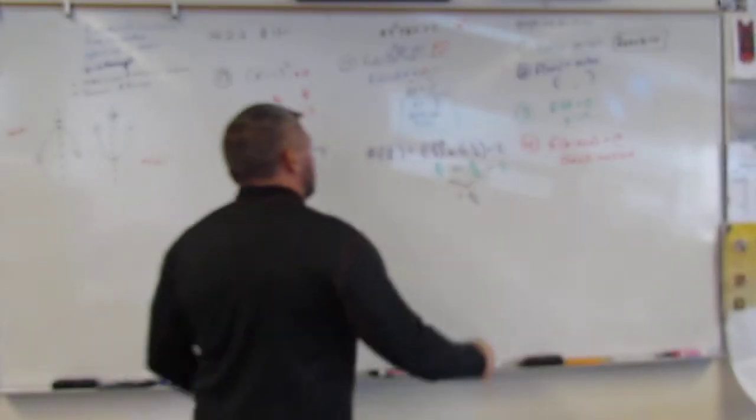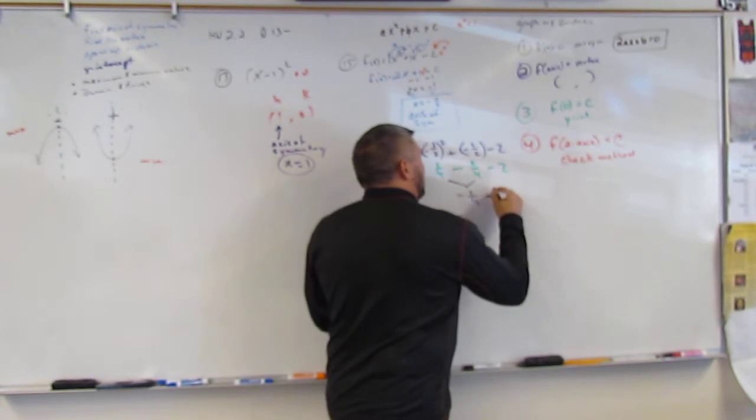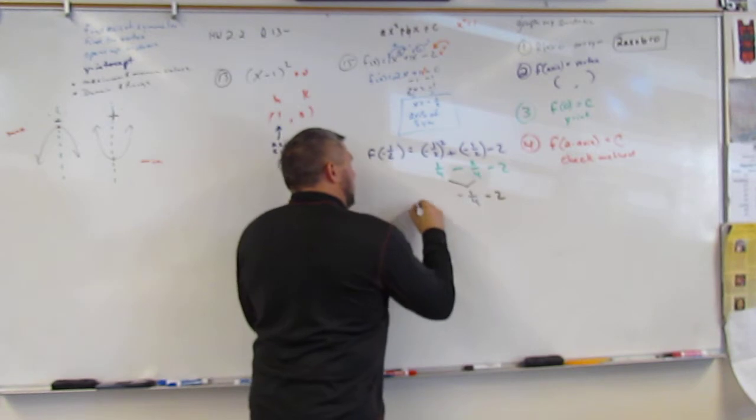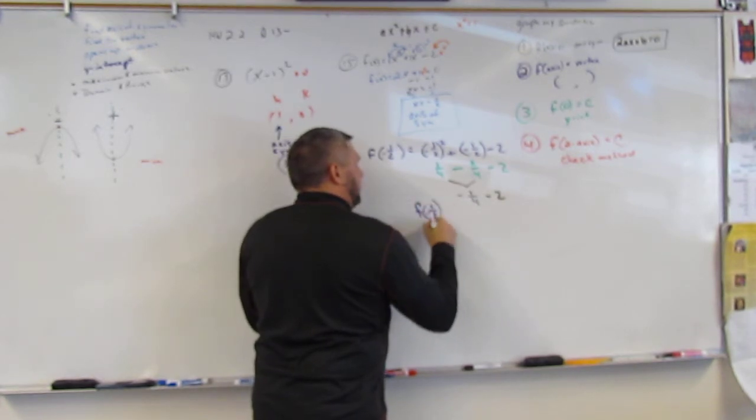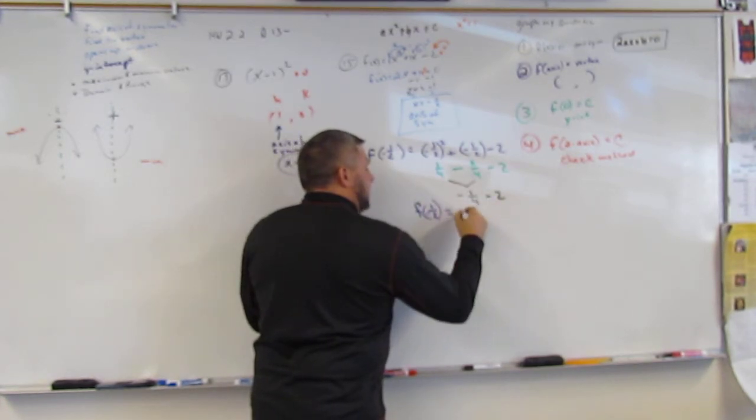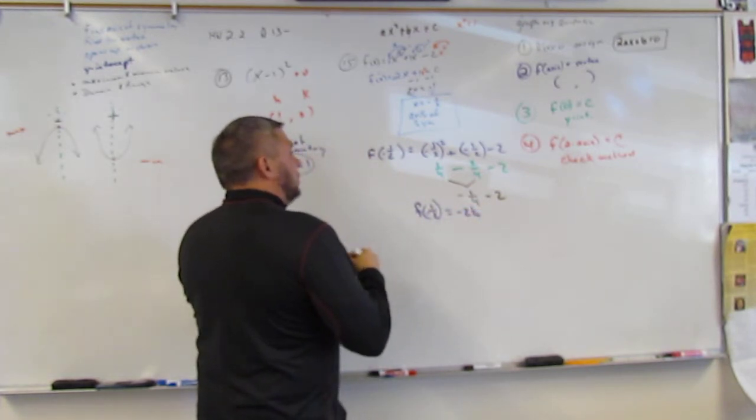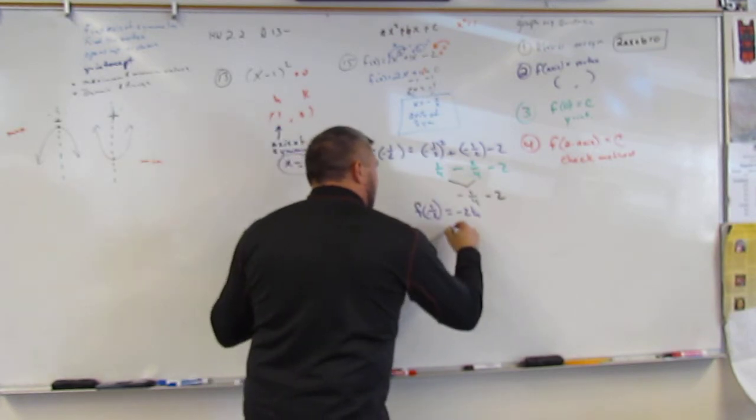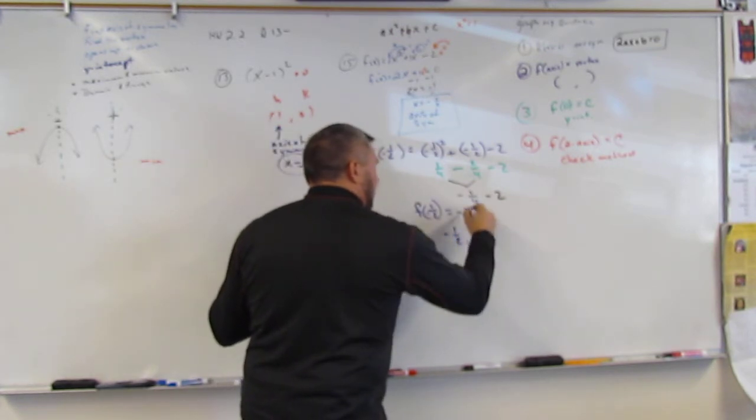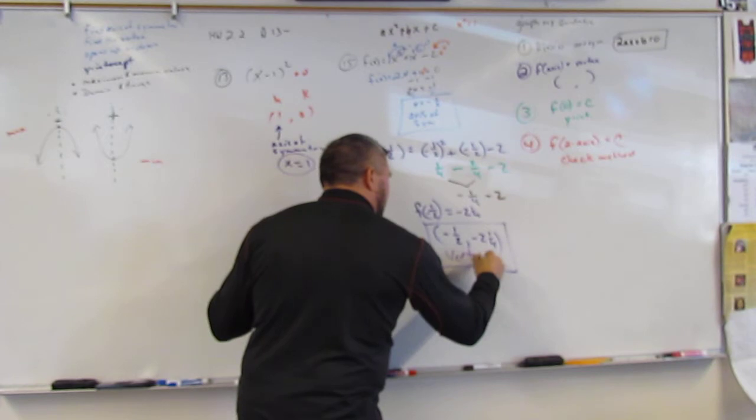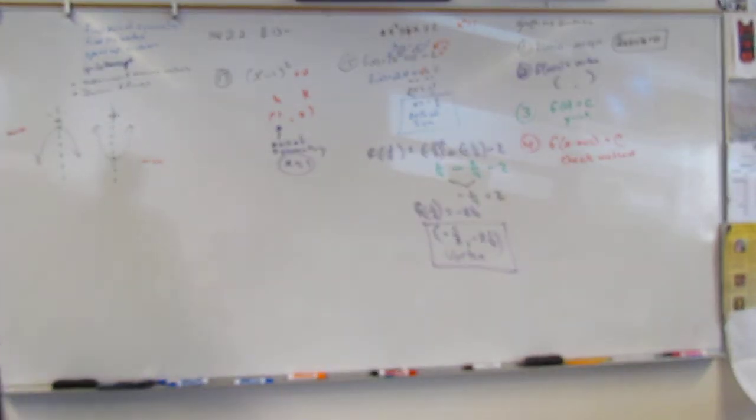Okay? Minus 2. Now, f of negative 1/2 is equal to negative 2 1/4. That means that your vertex is negative 1/2 and negative 2 1/4. That is your vertex. Okay? That's your vertex.